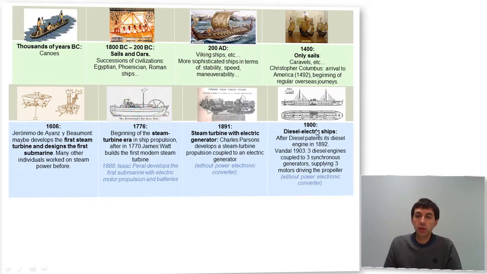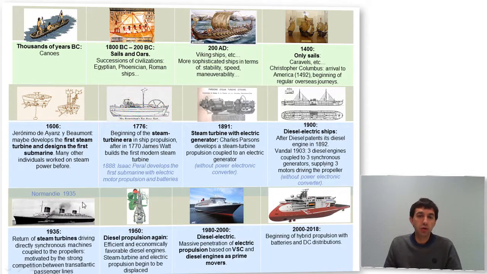Then, more or less in these years, the diesel and electric ships appeared, after Diesel patented his diesel engine in this year. Here we have one typical example of a ship, the Vandal, of this year, and it has three diesel engines coupled to three synchronous generators and supplying three motors driving the propeller. Here again, they did not use power electronic converters. So here we can see the evolution: steam turbine alone, a steam turbine with electric generators, and here diesel with electric generators and motors.